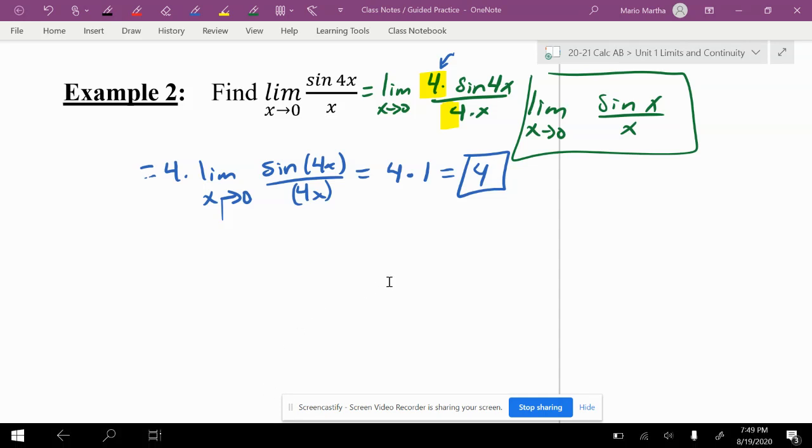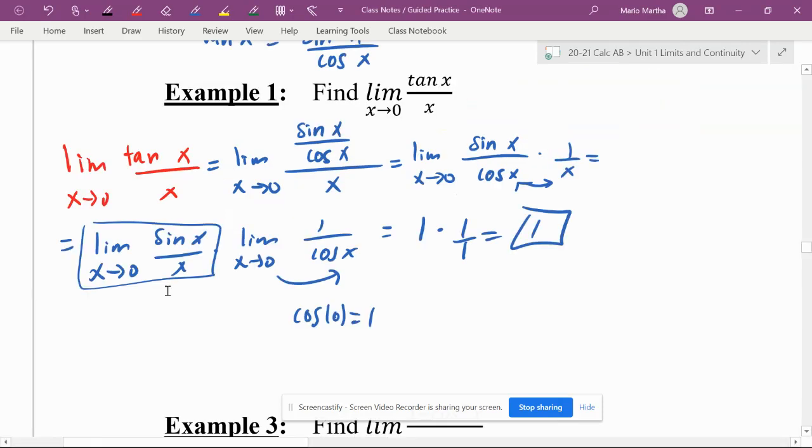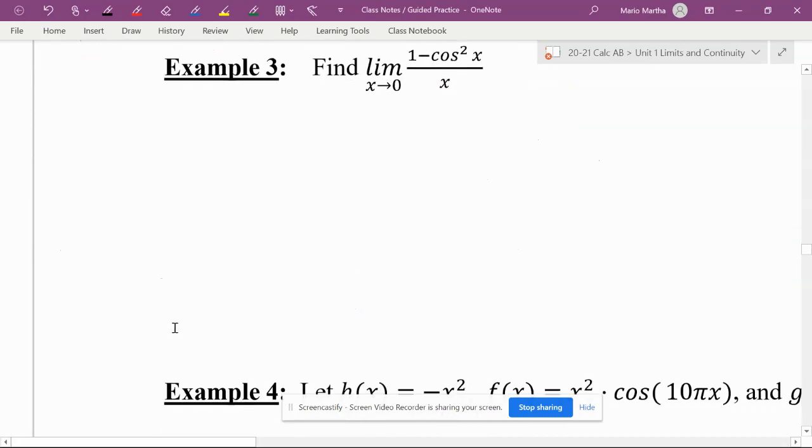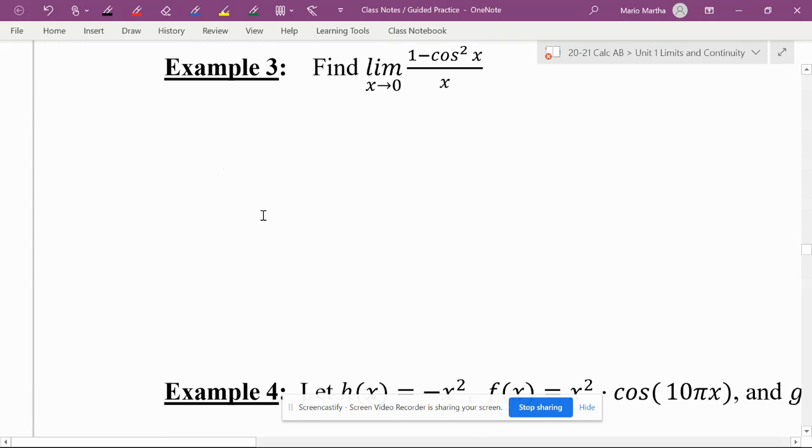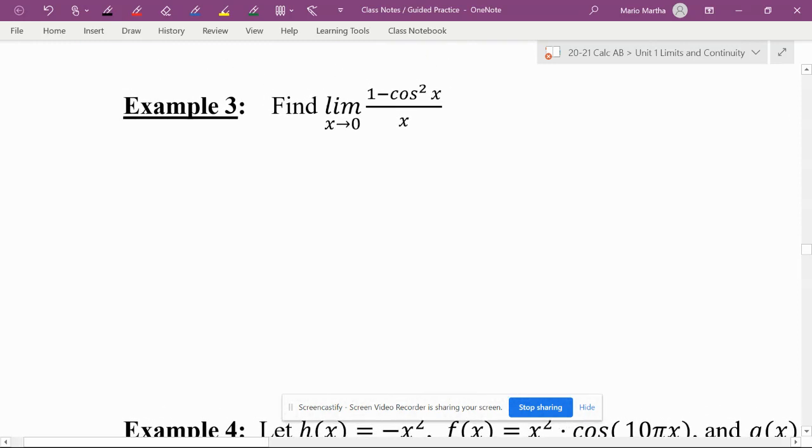All right, now let's look at example 3. On example 3, there are 2 different ways. I'm going to show you one of them. So here we have the limit as x approaches 0 of 1 minus cosine squared of x over x. Now, again, let's see what happens. If I try to apply direct substitution, I'm going to get 1 minus 1 on top, which is 0, divided by 0. So that's not going to work out for us.